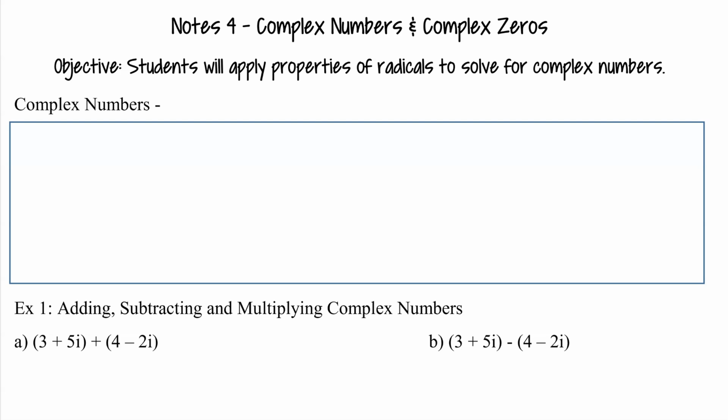All right, everyone. So this is notes 4. It's probably going to be 2 parts. So we're going to talk about complex numbers. You get those when you apply your radical properties and you can end up with complex numbers.